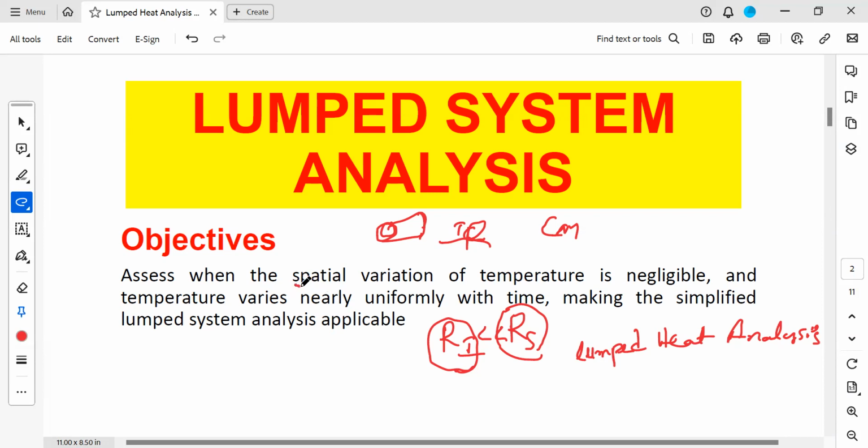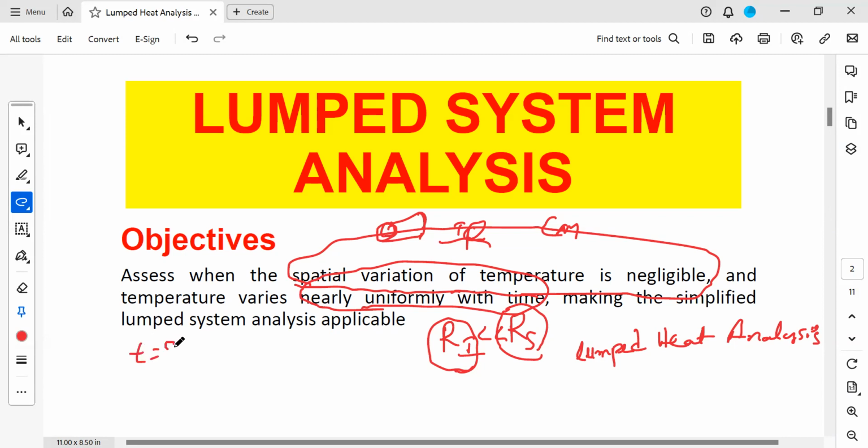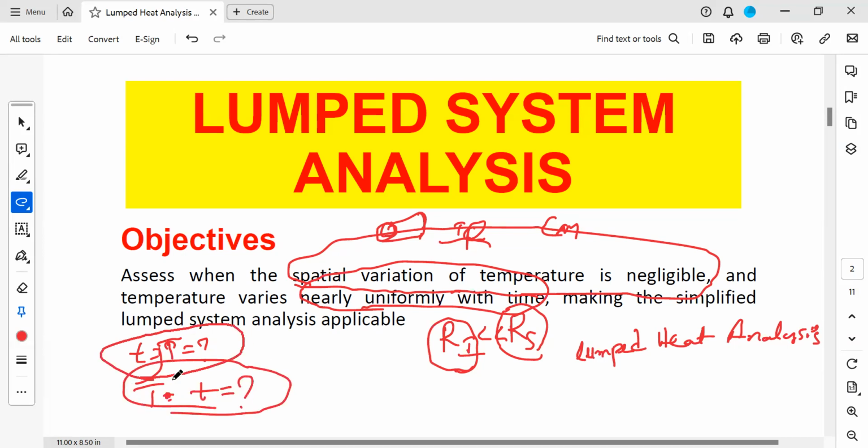When there is no resistance in the solid, the spatial variation of temperature is negligible. When the spatial variation of temperature is negligible, the temperature throughout the body will be uniform. The uniform temperature varies with time only. This is the main feature of the lumped heat system. In lumped heat analysis, if time is given, we can find the temperature, or when the final temperature is given, we can find the time required to reach it during the heating or cooling process.